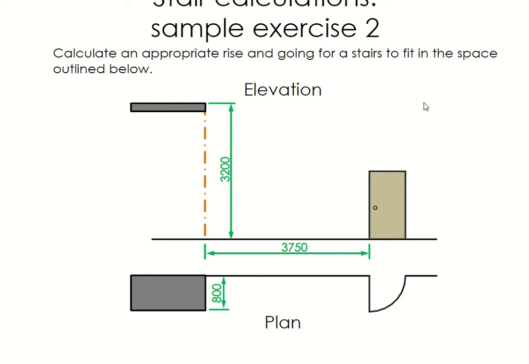This is the last part of today's class. In the space provided, calculate an appropriate rise and going for the overall stairs detail shown. It's something similar, obviously a slightly different image. We can see there's a door in the way, so the stairs is restricted by the door in terms of its pitch, and we need to bear that in mind. Calculate an appropriate rise and going for a stairs to fit in the space provided. You can see we have a measurement for both.